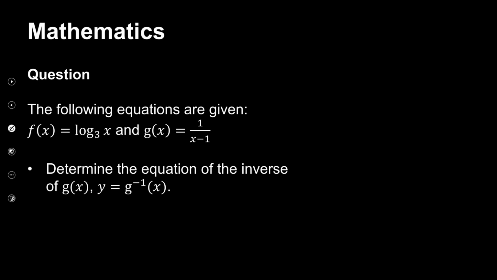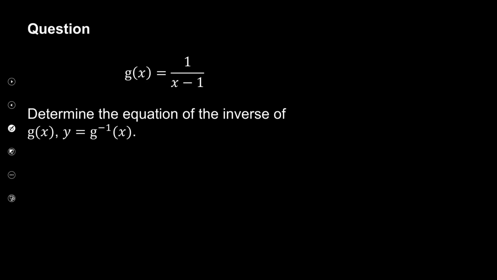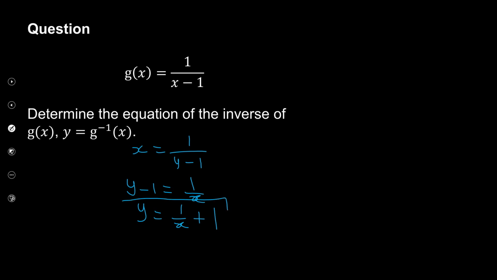Now, determine the equation of the inverse of g firstly. What is our g? G is the hyperbolic function. So our inverse will still be the hyperbolic function. So remember, what you need to do here is to interchange these things. So it will be x equals 1 over y minus 1, and then this will be the same as y minus 1 equals 1 over x, and then y will be equals to 1 over x plus 1. So already this will be my equation.